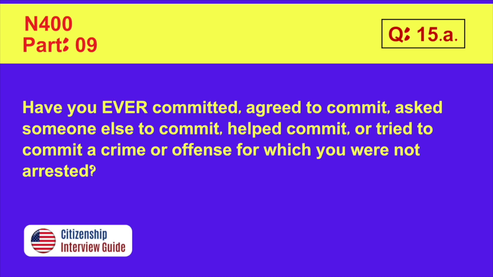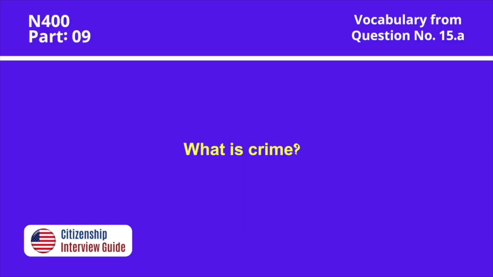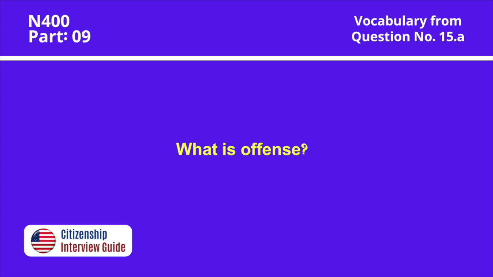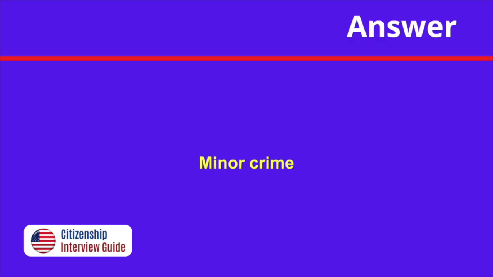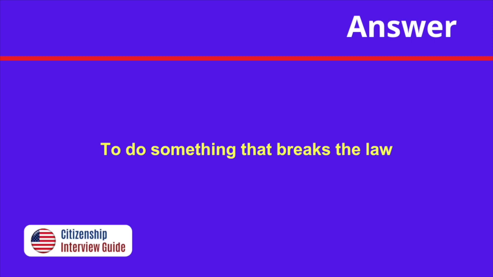Have you ever committed, agreed to commit, asked someone else to commit, helped commit, or tried to commit a crime or offense for which you were not arrested? No. What is crime? An action that breaks the law. What is offense? Minor crime. Define commit a crime. To do something that breaks the law.